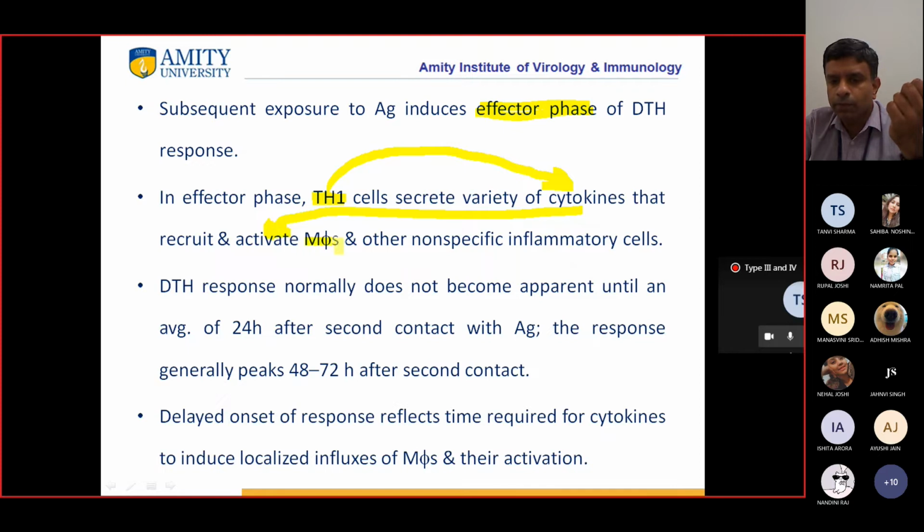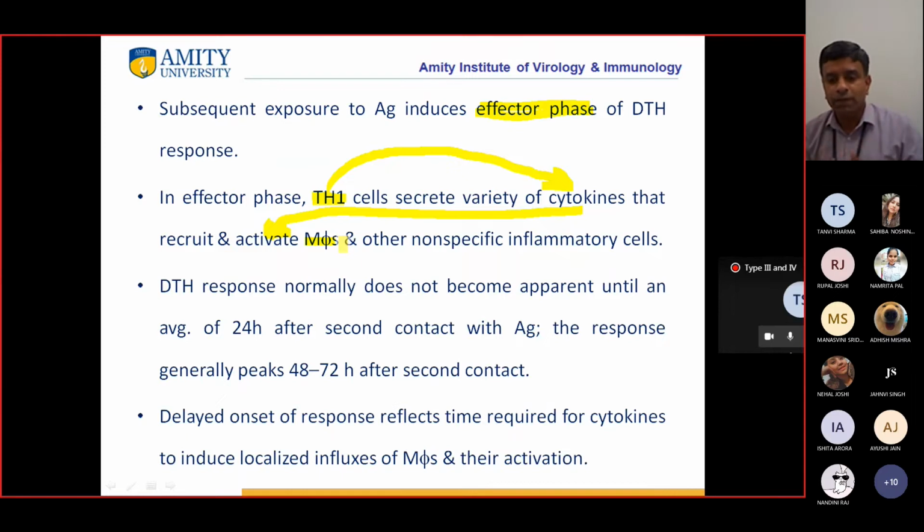Okay, and other non-specific inflammatory cells, right? Clear? तो पहले फेज में T helper 1 cells activate हुए, दूसरे फेज में T helper 1 cells will secrete cytokines. Those cytokines will activate macrophages. So it's like that T helper cell will secrete cytokines. Those cytokines will now let the macrophages into that particular region, and they will activate the macrophages.